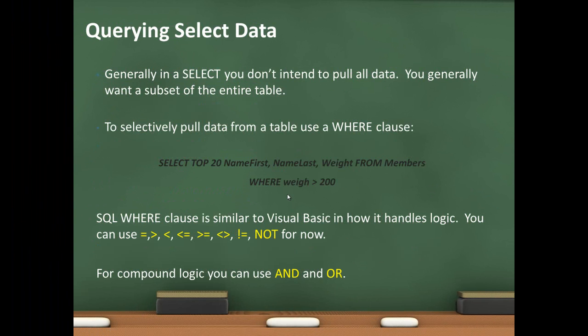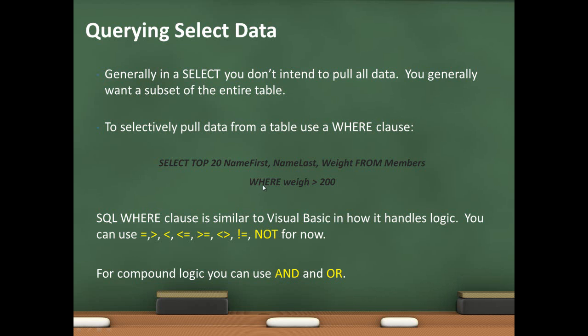So far we're pulling out every record, or we're only pulling out the top 10 or top 15 records. But what if we want only certain records returned? In this case, what I'm telling it is I want the top 20 players returned back, and there should probably be an order clause in here, but where the weight is greater than 200 pounds.